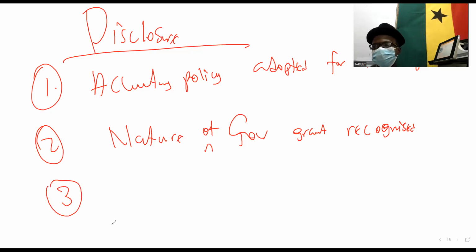Number 3, you have to disclose what we call unfulfilled conditions. Yes, the conditions that you think you can fulfill, unfulfilled conditions. You might disclose unfulfilled conditions.